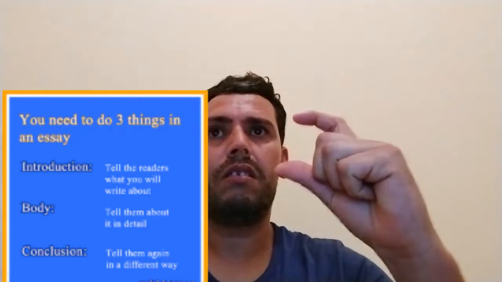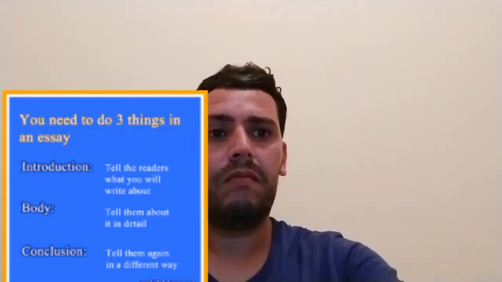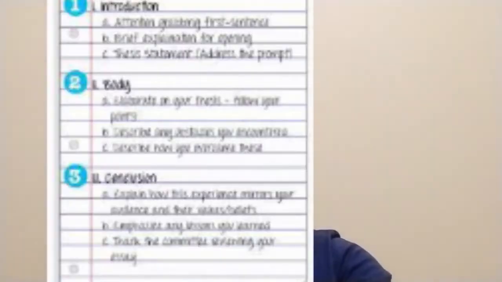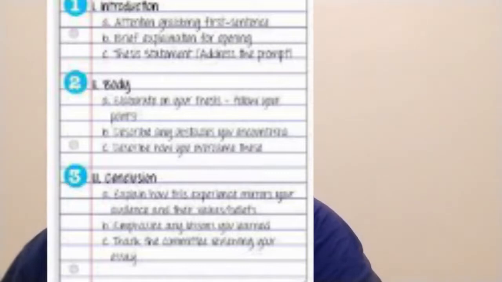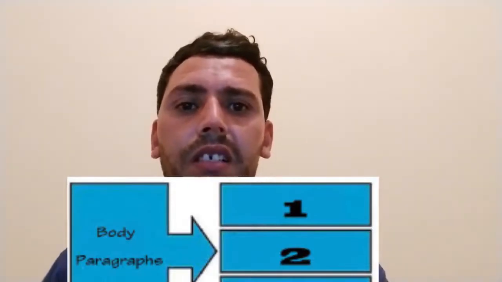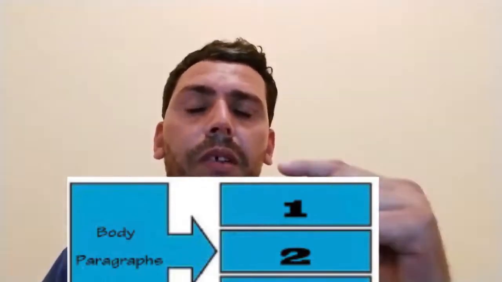Introduction, body, conclusion. Firstly, as we said, the introduction. Here we must explain how the essay will be organized, order of points, give a general idea of our subject, then the body containing paragraphs, a number of paragraphs.